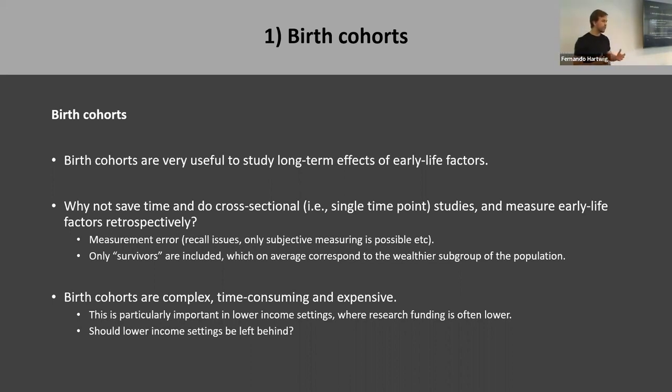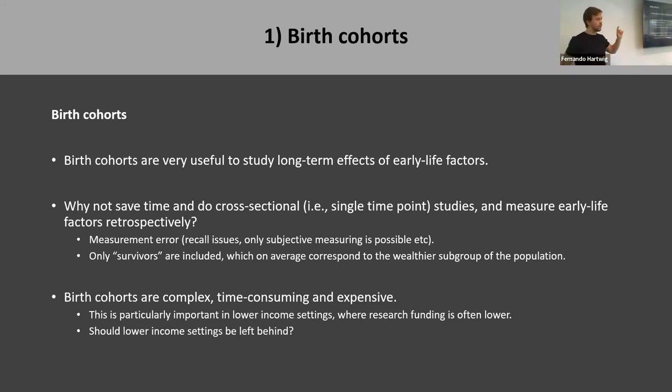But then one could ask, why not save time and just do a cross-sectional study, that is, just measure individuals at one point in time, and then ask them about what happened in the past. You would save a lot of time, a lot of money, right? There are many limitations to this. One of them is measurement error. There are going to be recall issues. It's only going to be possible to measure things subjectively, in most of the things at least.